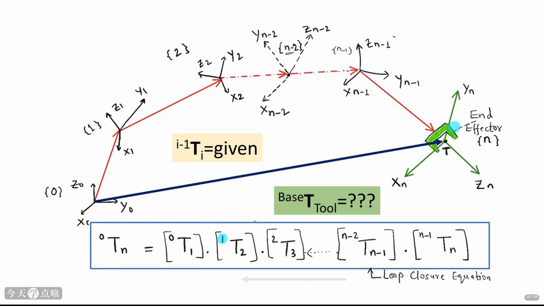To find the overall transformation from the base to the end effector, we perform a chain multiplication of these individual transformations. The equation 0Tn equals 0T1 times 1T2 times 2T3 times dots times n-1Tn is called the loop closure equation. It's essentially saying the transformation from the base to the end effector is the same as going through each joint step by step. This equation is the foundation for solving forward kinematics problems.